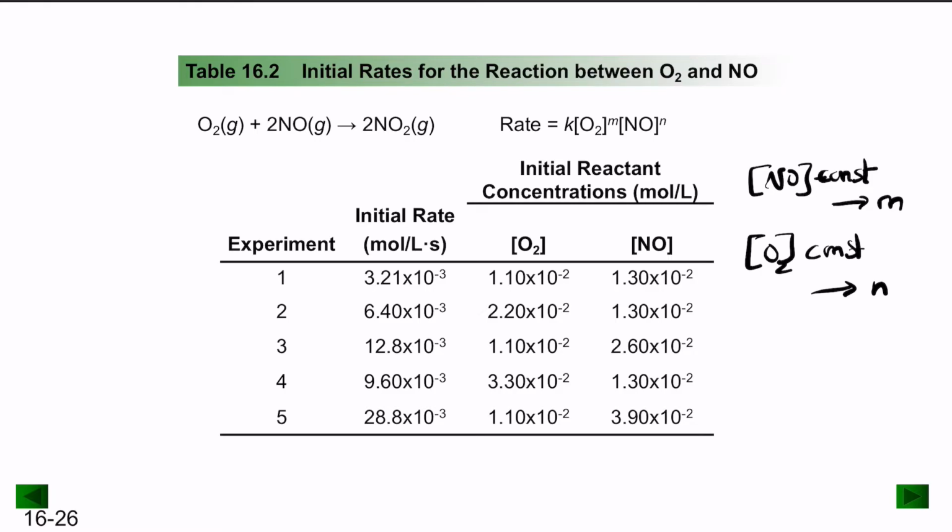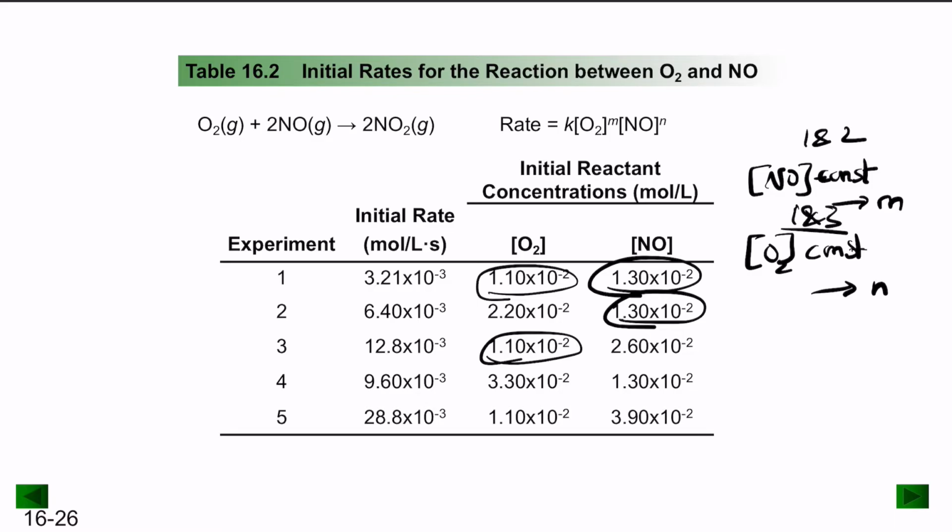For that, in the first part we're going to choose experiments 1 and 2. For the second part, we can choose where we keep O2 constant. O2 is constant in 3 and 1, so we're going to use 1 and 3 here. So use the same principle now. Pause the video right here and try to find the values for m and n using this table.